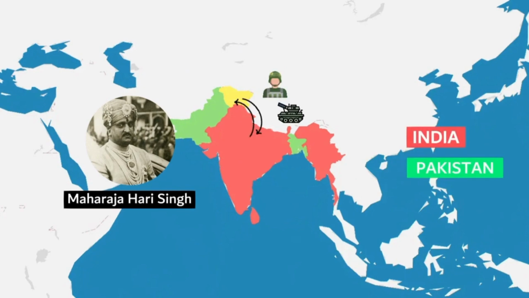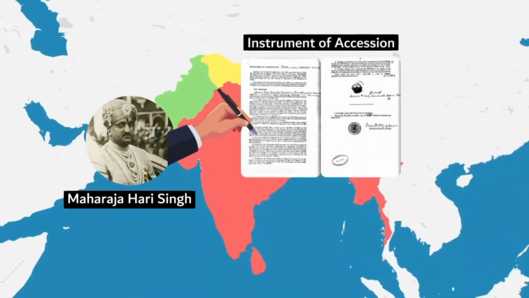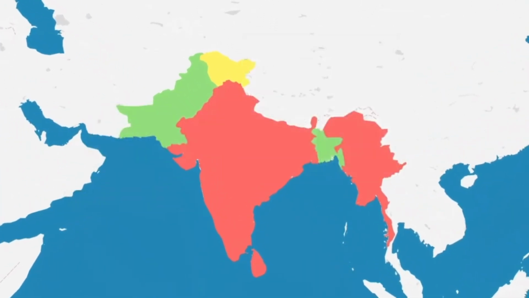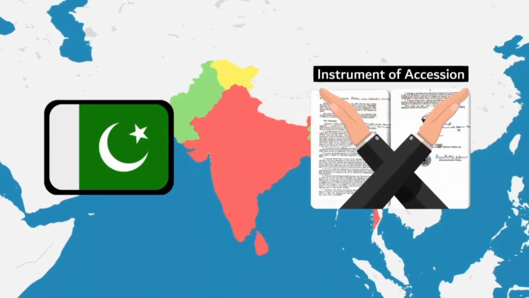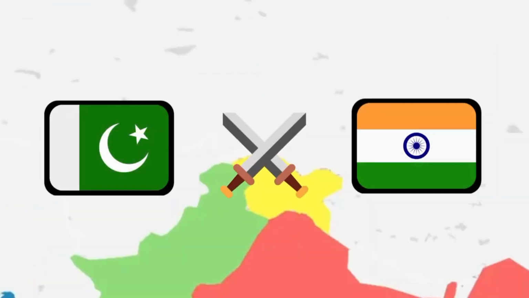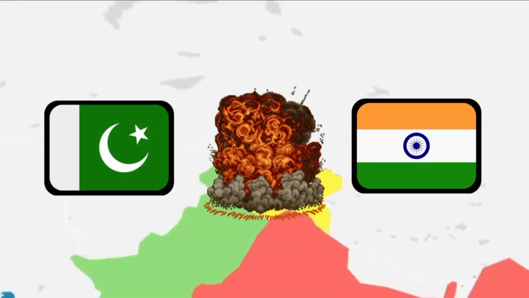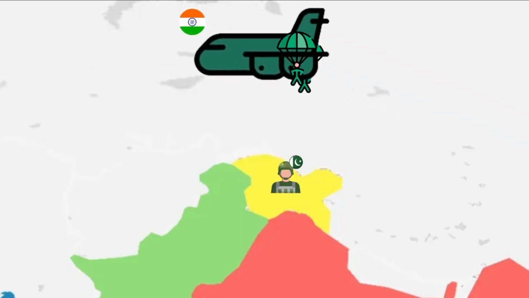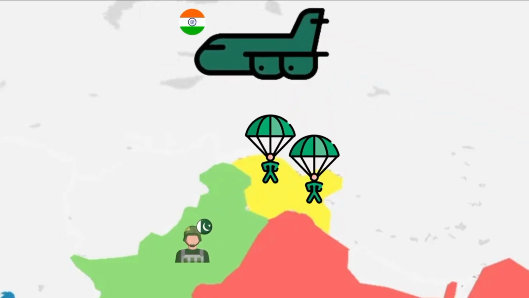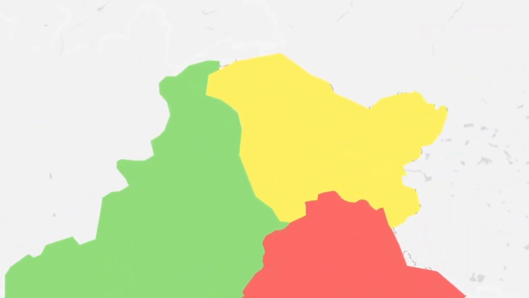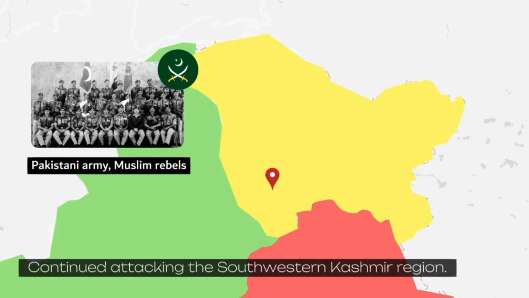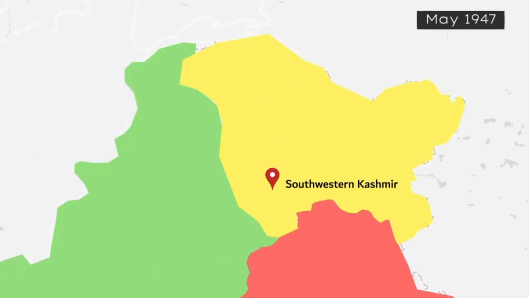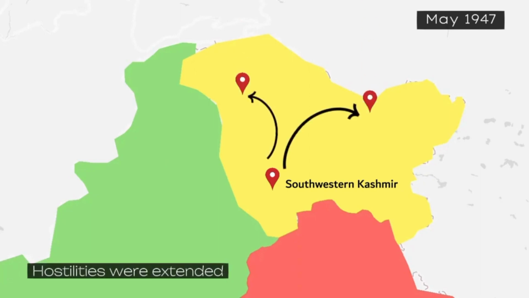In return, he was required to sign the Instrument of Accession, in which he agreed to accede his state to the Dominion of India. Pakistan, however, refused to recognize the Instrument of Accession as a legal document, sparking wars between India and Pakistan. On that basis, India sent paratroopers to Kashmir, quickly gaining control and repelling Pakistani troops. In December 1947, the Pakistani army and Muslim rebels continued attacking the southwestern Kashmir region. By May of the following year, hostilities were extended to the north and northwest of Kashmir.